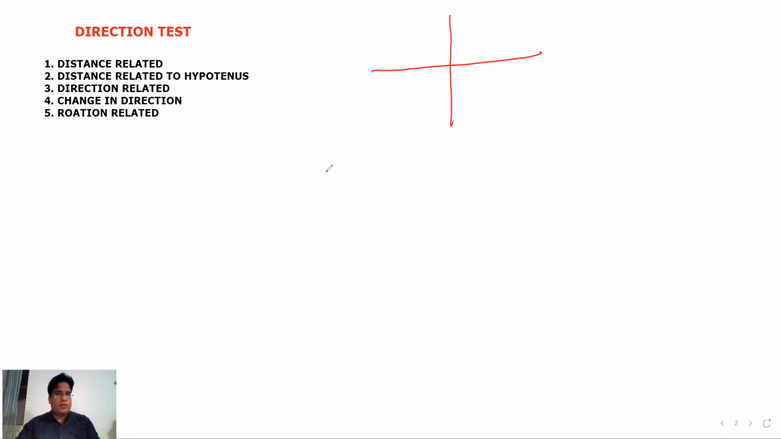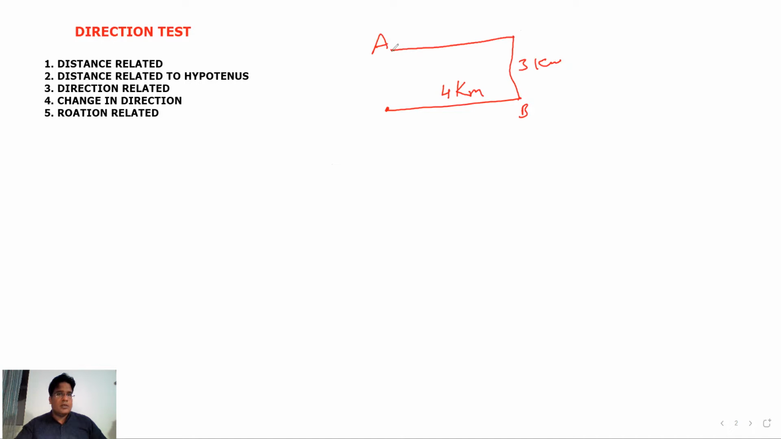Suppose we have a person A. Person A starts in the east direction for 4 kilometers. After reaching a point B, he takes a left turn and walks for 3 kilometers. And then again he takes a left turn and walks towards a point C, and point A is here. Now, in which direction from its starting point A is he, and what is the distance between them?